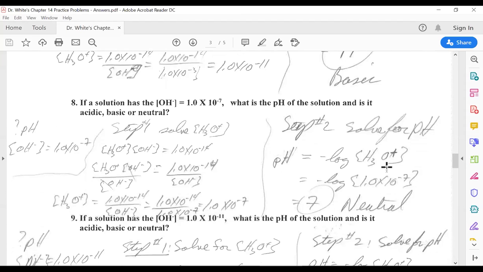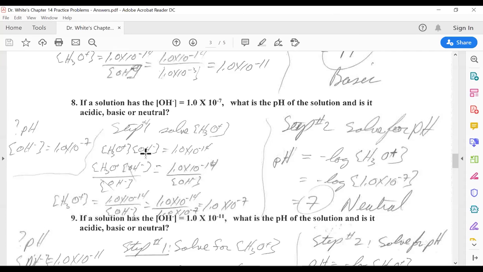If the solution has a hydroxide of 1.0 times 10 to the minus 7, what is the pH of the solution? Is it acidic, basic, or neutral? Again, two steps. You want to get to pH, but you need the hydronium ion concentration, which you're not given. You're given hydroxide. Therefore, the first step you have to determine from this number, this. How do you do this? Hydronium times hydroxide equals 1.0 times 10 to the minus 14.